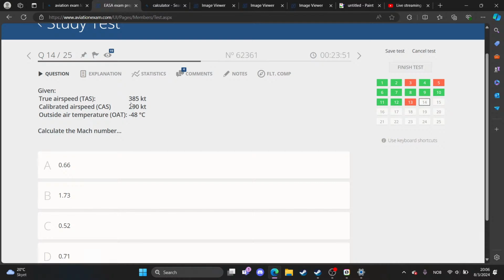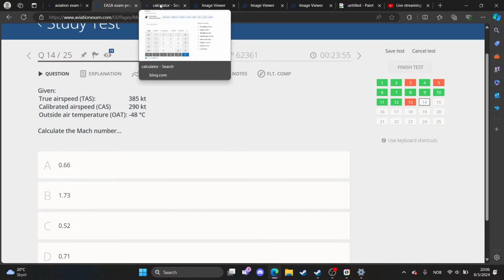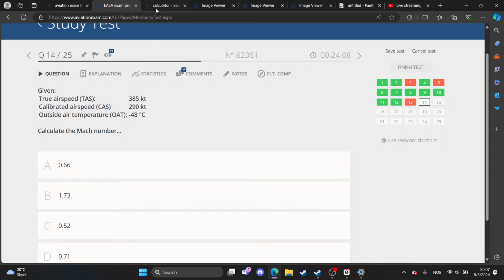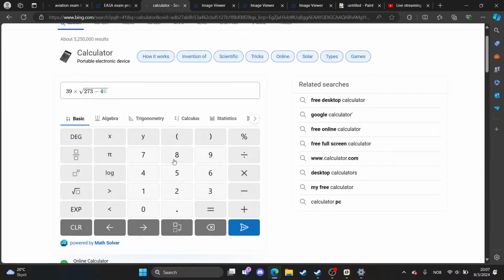What do I need? I need Mach number. I got TAS. Got outside air temperature. So 39 times, do I have a square root? Yes, square root of 273 minus 48. What does that give me?